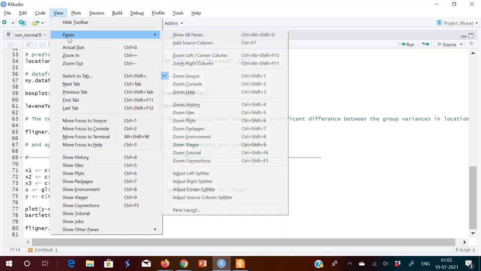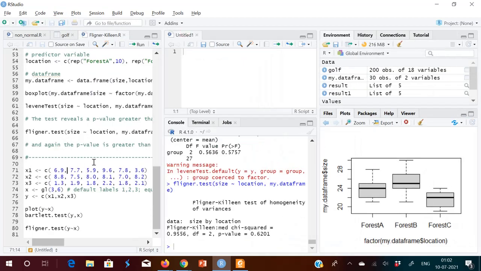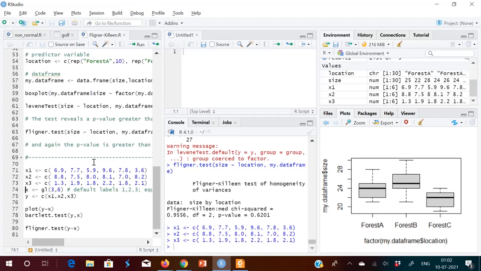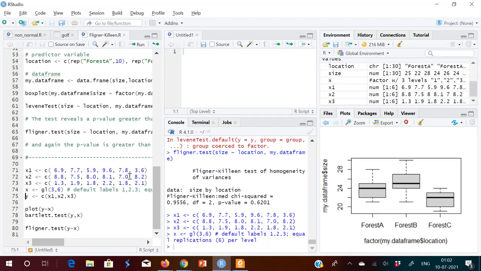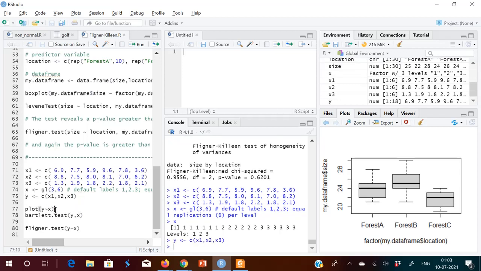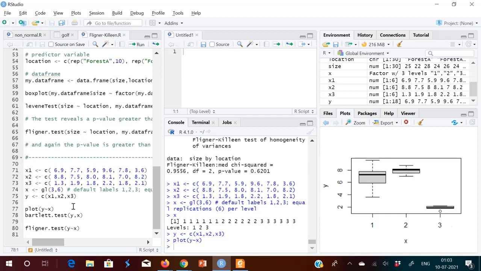X1 I made, X2 I made, X3 I made. Now X I am making. Suppose I type X here, so 1 six times, 2 six times, 3 six times. The gl command is for making levels. And then Y, I am combining X1, X2 and X3.